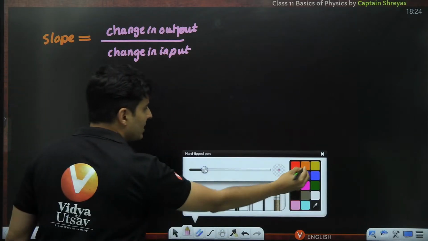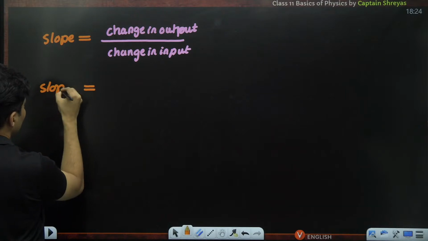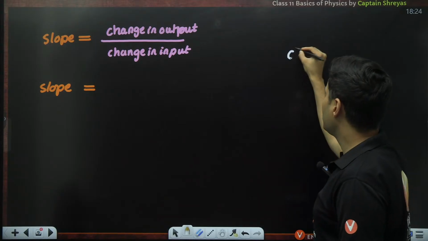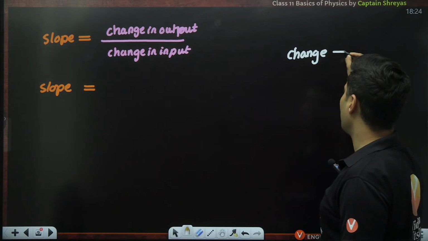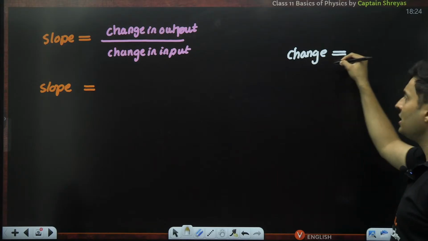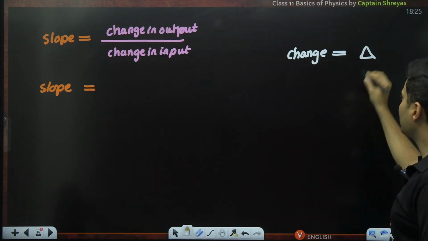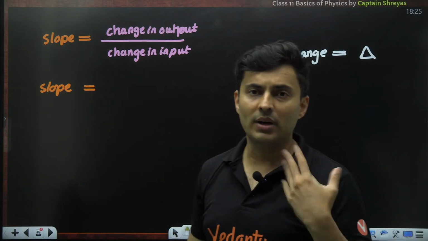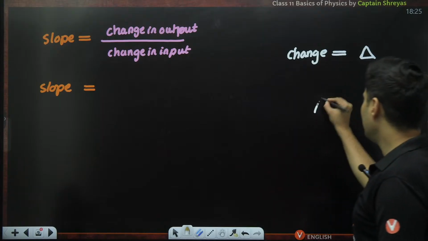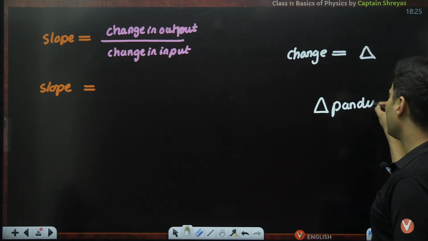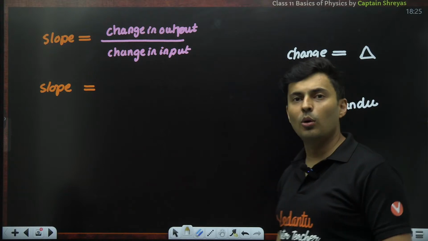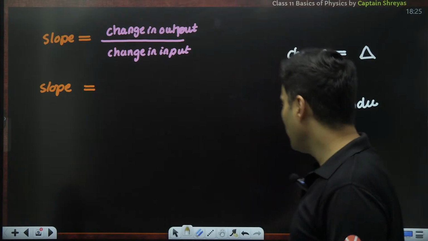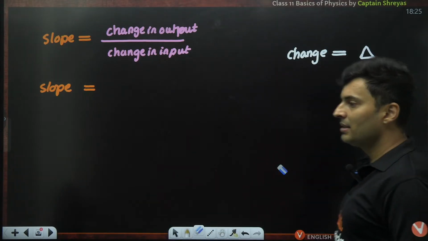Now, what is the word which is used for change? There is a symbol which you use for change. Instead of writing CHANGE every time, you just put delta. The symbol is delta. So whenever you use this delta symbol, it means change in that quantity. So for example, if I say delta Pandu, that means how much did Pandu change? Pandu was very good. Now he is not that good. He is very mischievous. So there is a change in Pandu. So that is the meaning of the symbol delta.